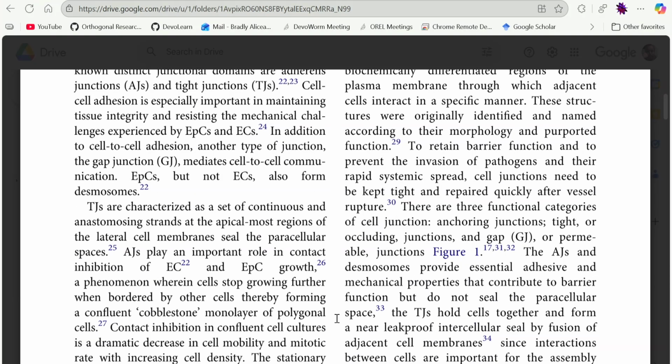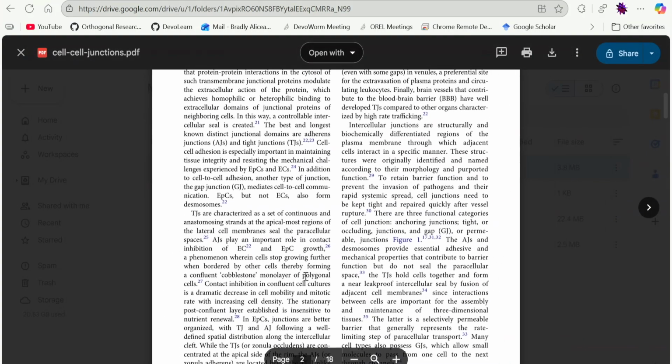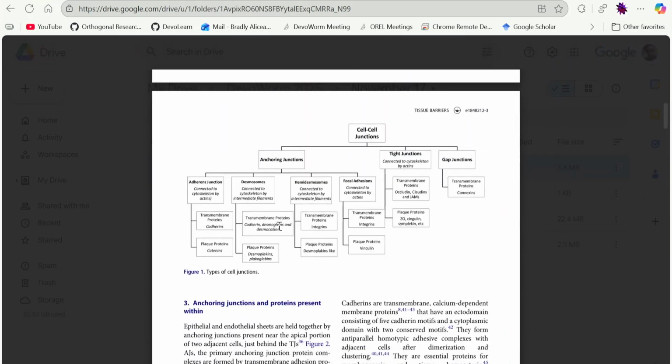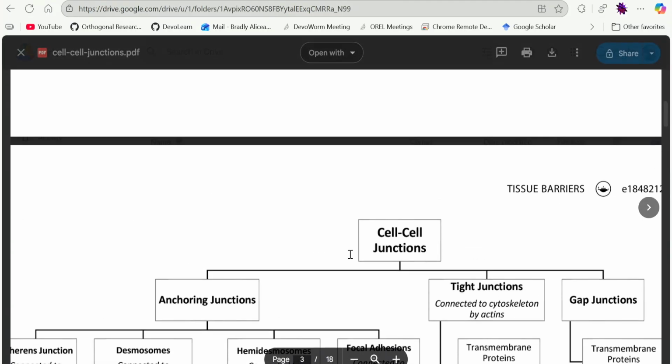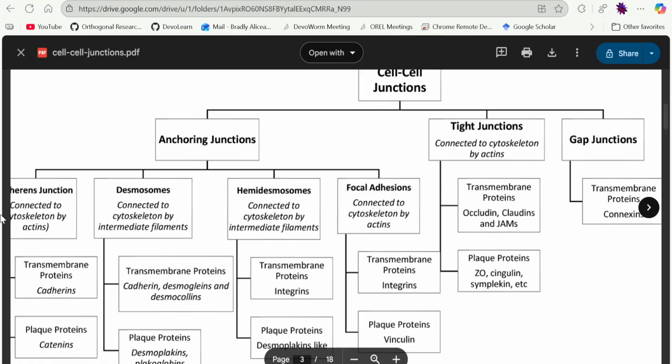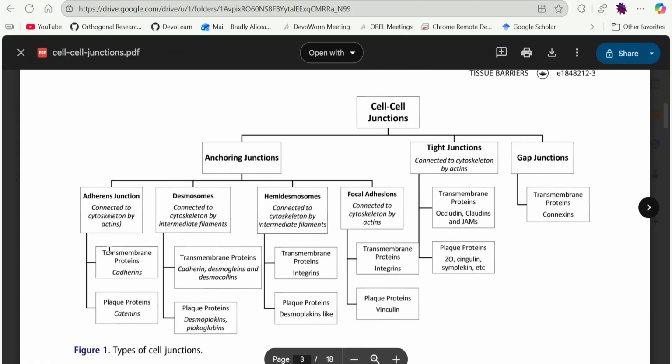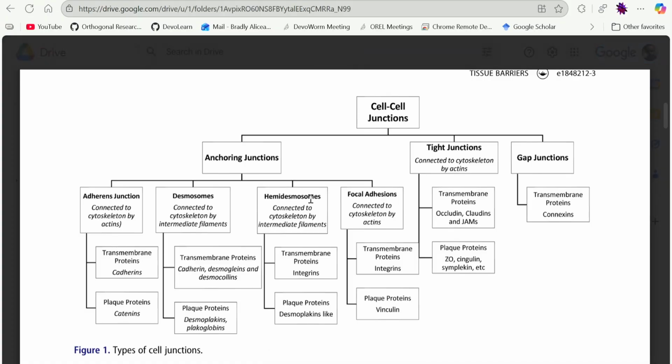So this is a nice review article. They go over the different types of cell junctions here. This is figure 1. They have cell-cell junctions. They divide into anchoring junctions, tight junctions, and gap junctions. Then you have here adherens junctions, desmosomes, hemidesmosomes, and focal adhesions. So these are all different types of anchoring junctions. Focal adhesions anchor the cells to some surface.